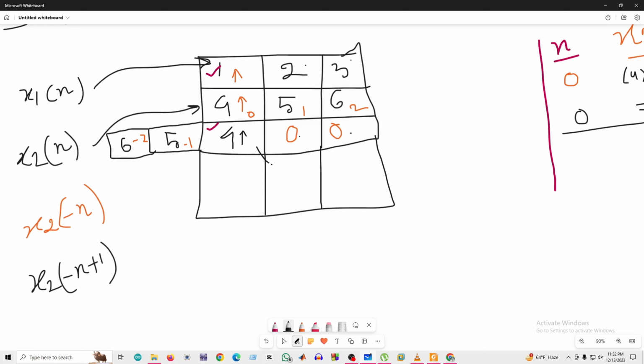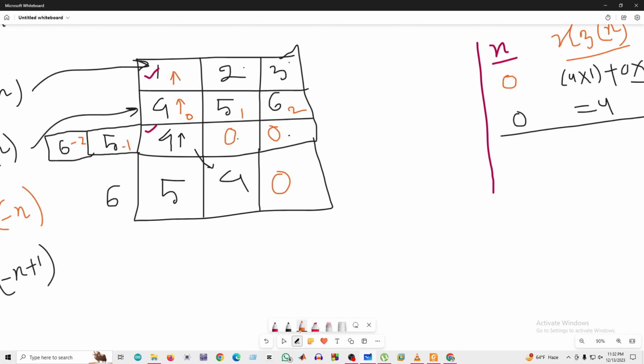So your 4 is now basically go here, and the 5 is entered into the cell. So the 5 is going here, and the 6 is now there, and this sample is basically 0, right? So now you multiply with x of 2 n minus n plus 1 with x of 1 of n. So if you see that, now you can do the multiplication again.